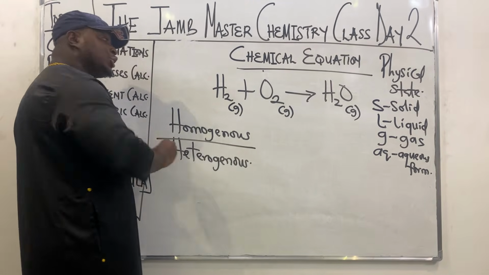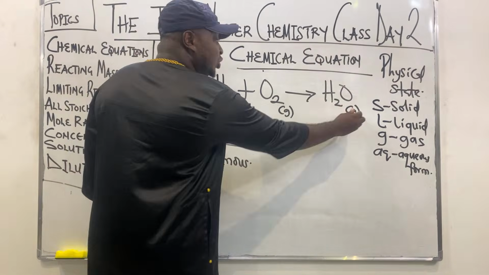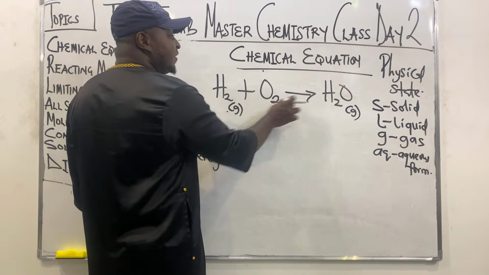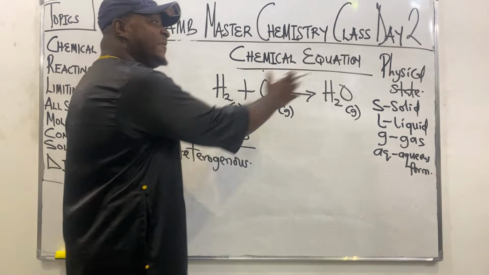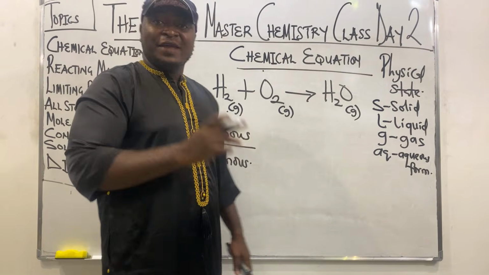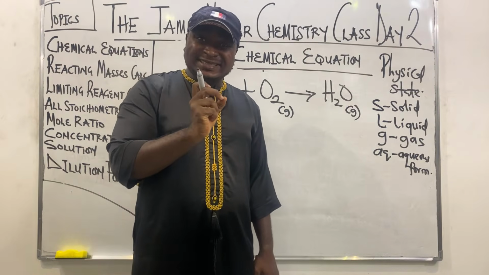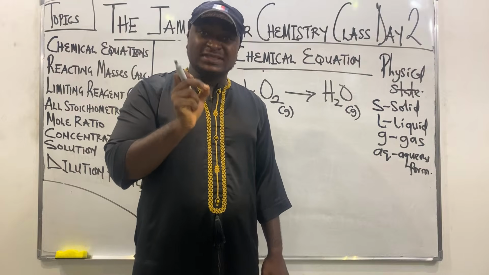Class, when do we say a reaction is homogeneous? This reaction on the board is homogeneous. Why? A reaction is said to be homogeneous when every component of the reaction exists in the same physical state.